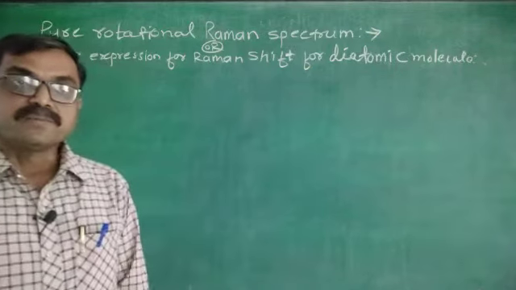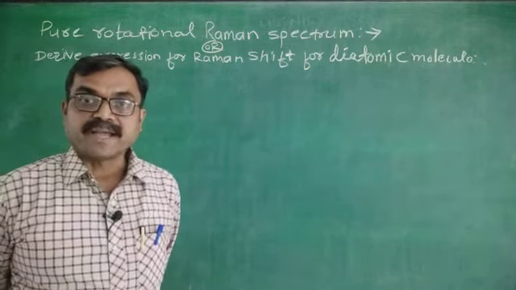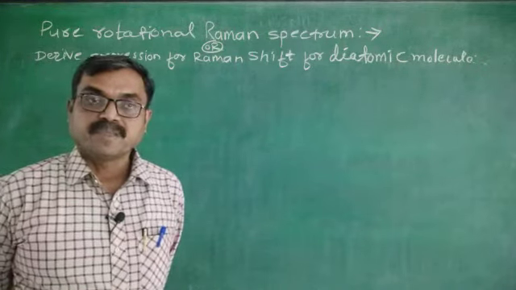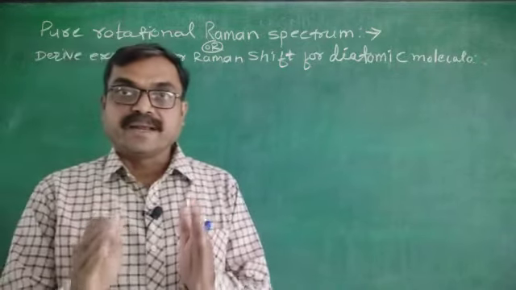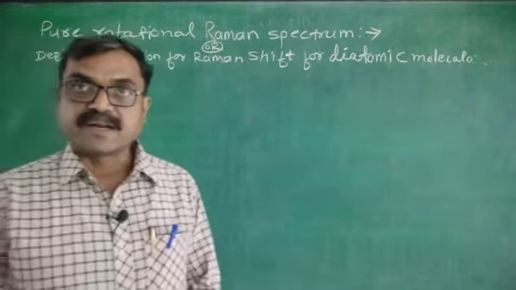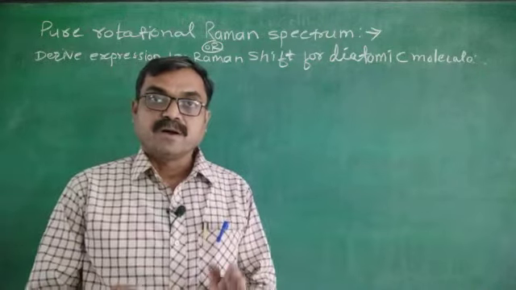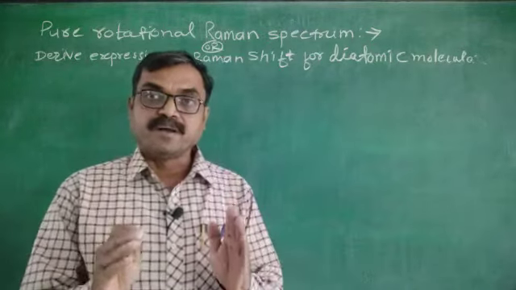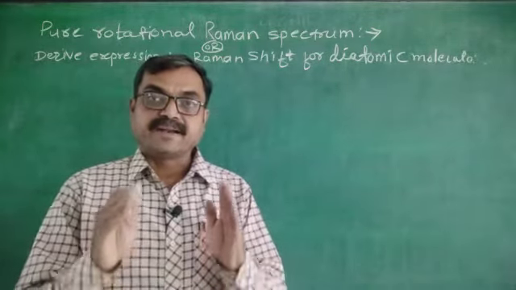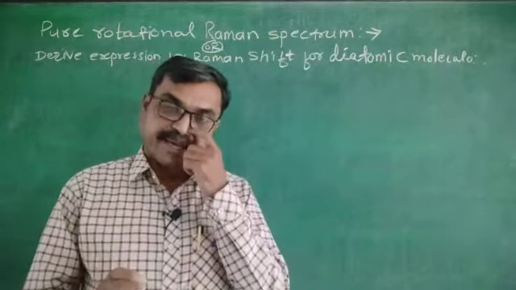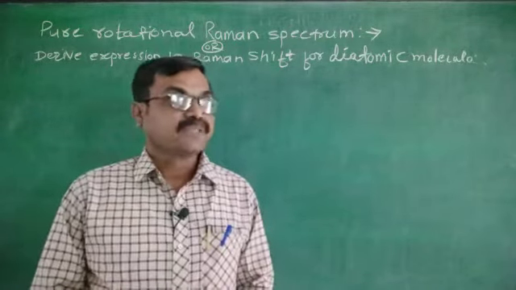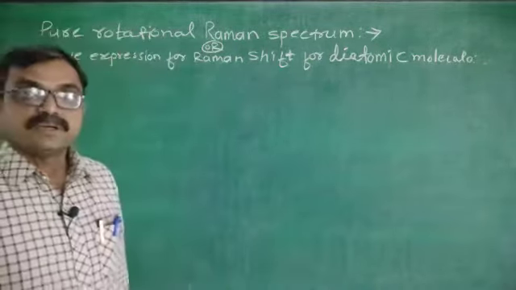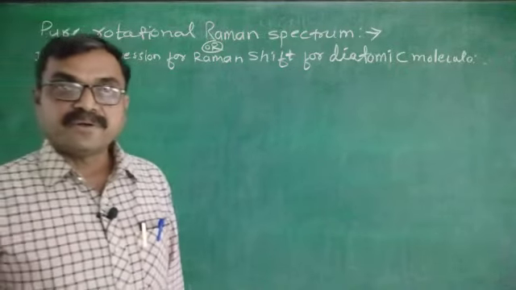Previously we came to know about the origin of Stokes and anti-Stokes lines in the Raman spectrum. As you know, in Rayleigh scattering in the Raman spectra, the frequency in terms of wave number of the incident light and that of the reflected or scattered light is the same, and such a scattering is called Rayleigh scattering.